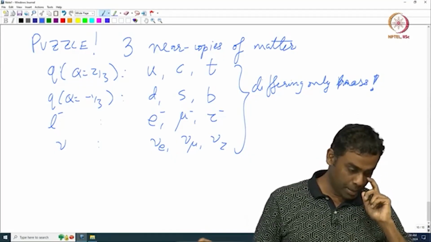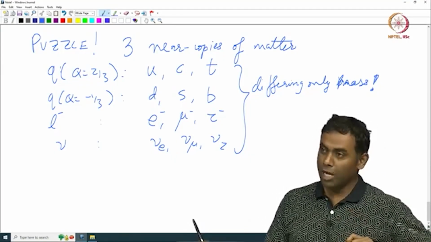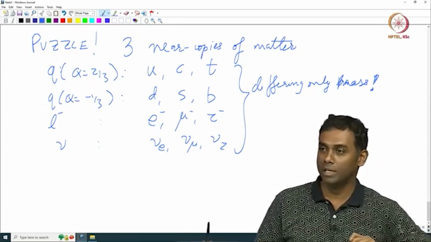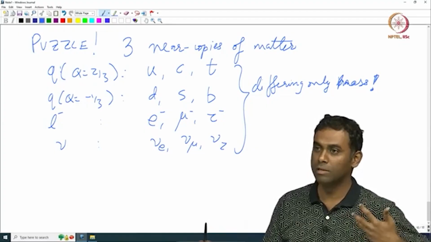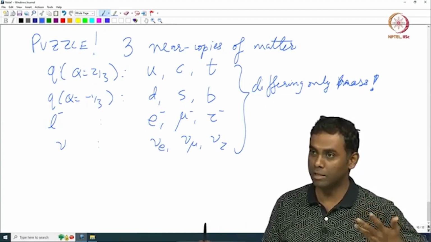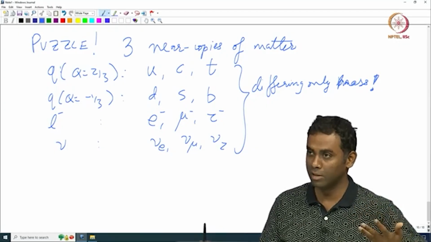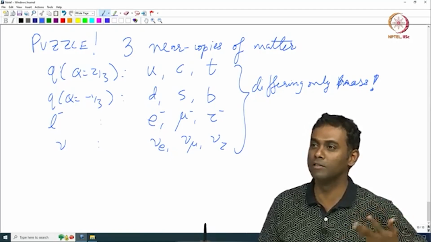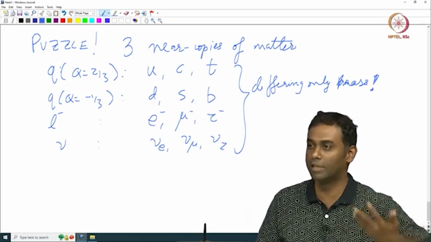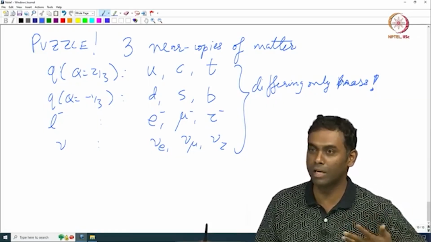And we have no idea why there have to be 3 near copies, because we already have these ingredients, we already have these symmetries and interplays, and there is a manifestation of those that make up the world. But if you were God, why do you have to make 3 copies and make them nearly identical copies? Okay, that's the puzzle here.